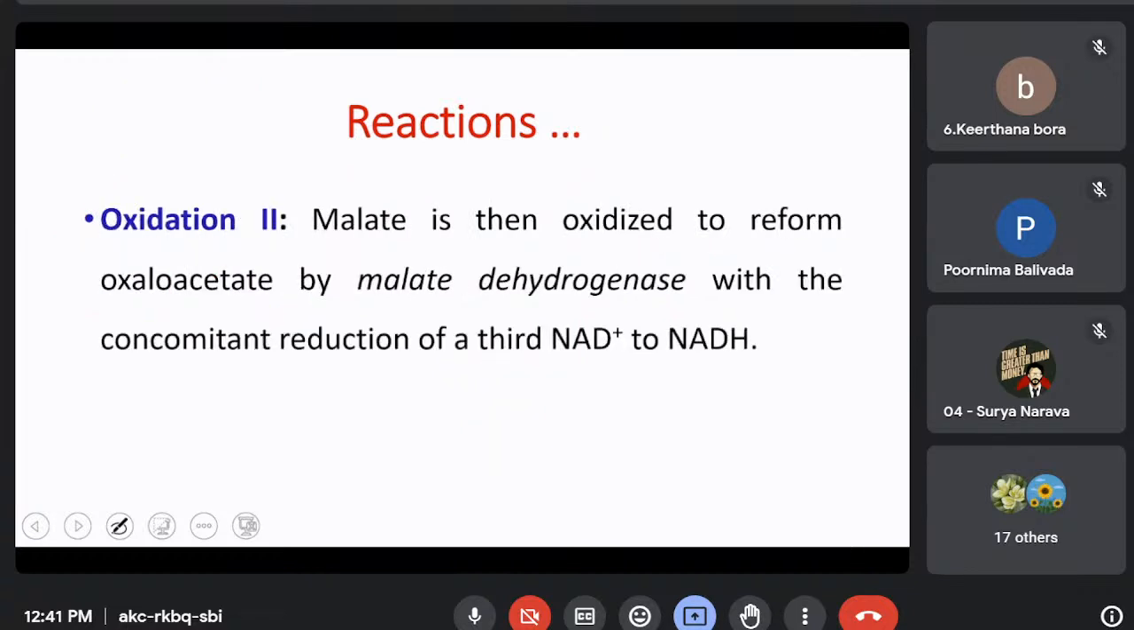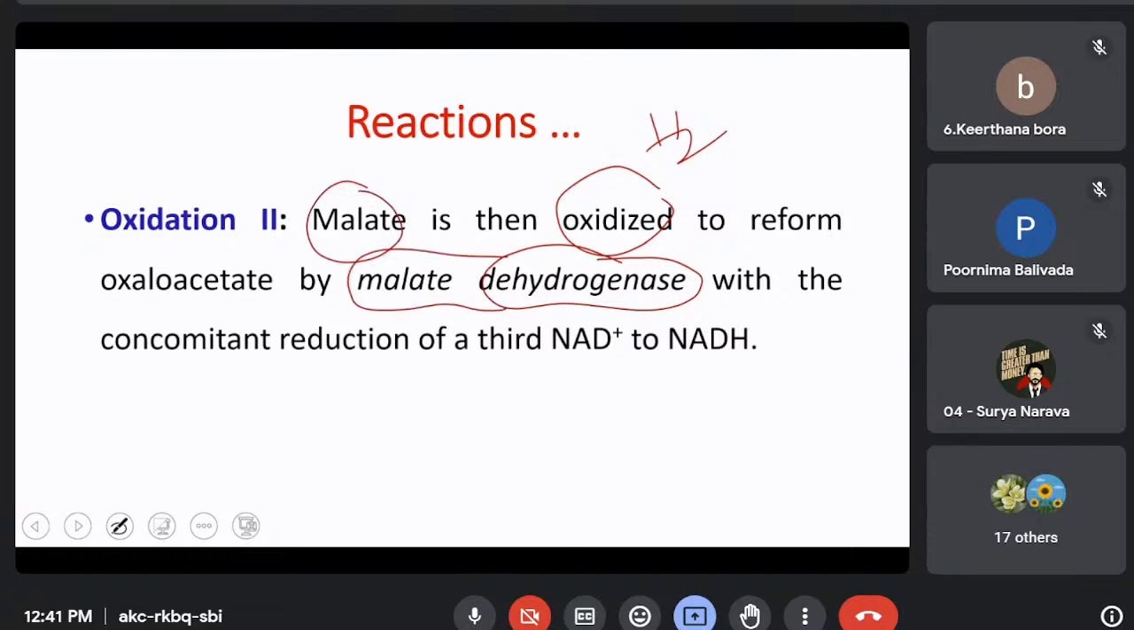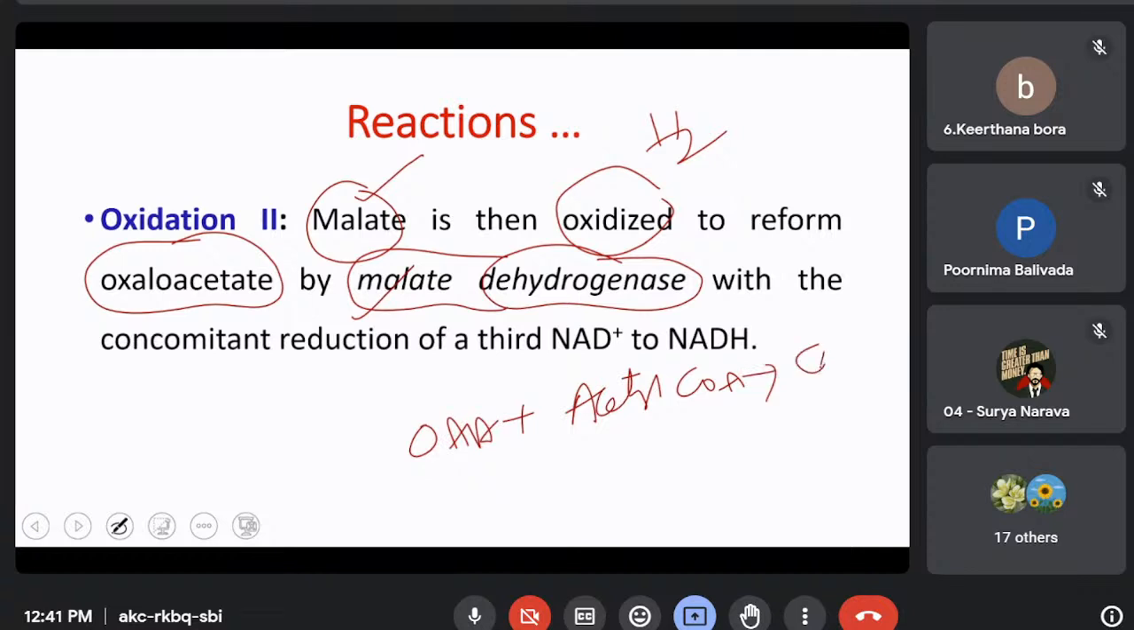And the next reaction is oxidation too. Here malate is oxidized. That means here also hydrogen is removed. That means the enzyme involved is dehydrogenase. So dehydrogenase acts upon malate. So here this enzyme is called malate dehydrogenase. So malate dehydrogenase oxidizes malate to form oxaloacetic acid. So in the first reaction we have seen that acetyl coenzyme A condenses with oxaloacetic acid to produce citric acid.